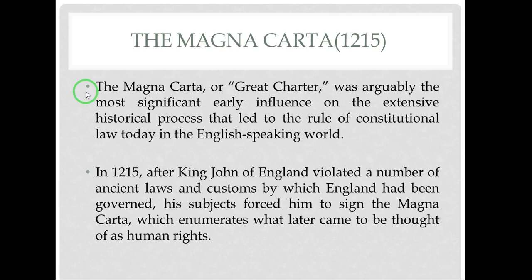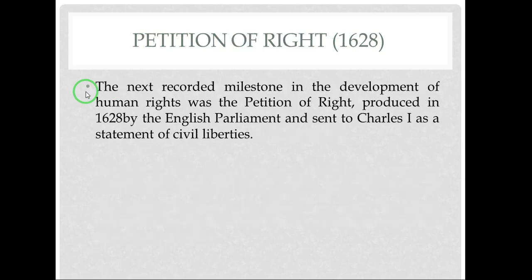So the Magna Carta, or the Great Charter, was signed by the King of England in 1215, which turned out to be a very important document in the history of human rights. Another important milestone related to the development of human rights was the Petition of Right, produced in the year 1628 by the English Parliament and sent to Charles I as a statement of civil liberties.